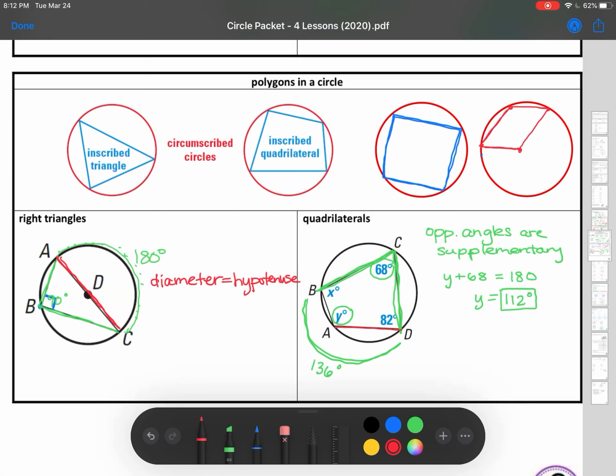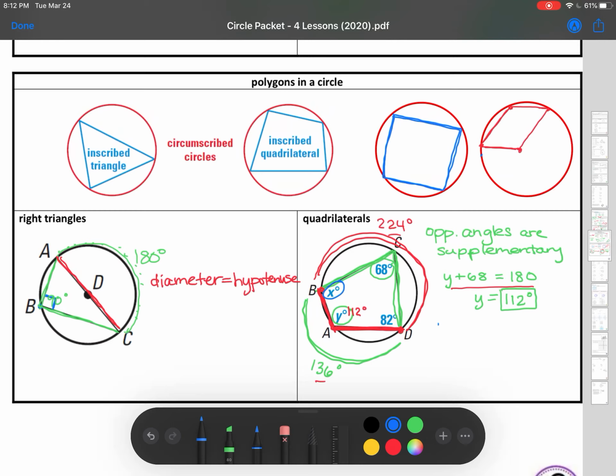Okay, and then if we focus on the other angle, the angle y, we just figured out that that was 112 degrees. And you see this red alligator is chomping on this arc. And so 112 times 2 is 224. And what does 224 plus 136 equal? It equals 360 because we just used up the entire circle. And so since the arcs add up to 360, the angles add up to 180. That's the reason this theorem works. I just think that's neat.